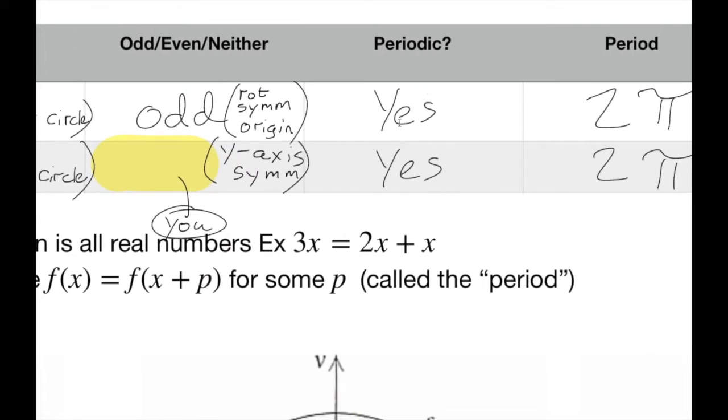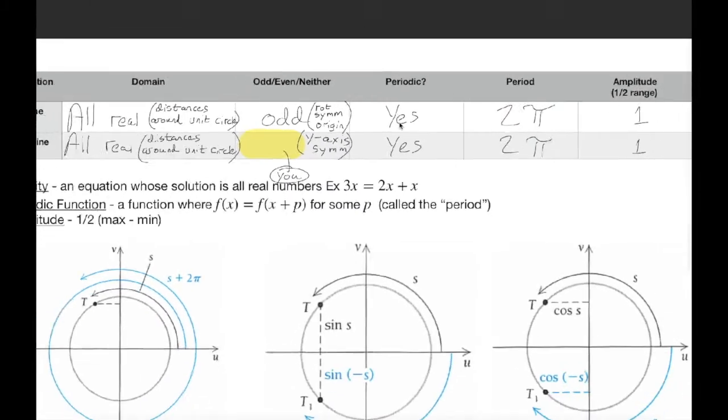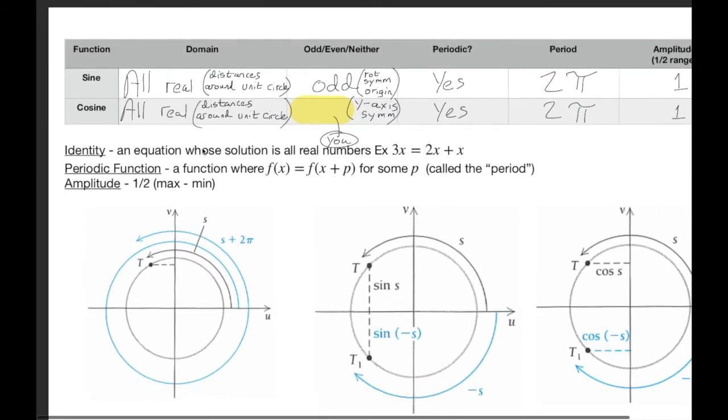Periodic? Yes, both of these are periodic. What it means to be periodic is that a periodic function is a function where f of x is equal to itself for some number p called the period. So in this case, for the sine and cosine functions, that number is 2 pi. Because you go around the circle 2 pi, and then all of a sudden you get a repeat of all the values. f of x is going to equal f of x again, just as long as you also add p, which is the period. The period is 2 pi right here.